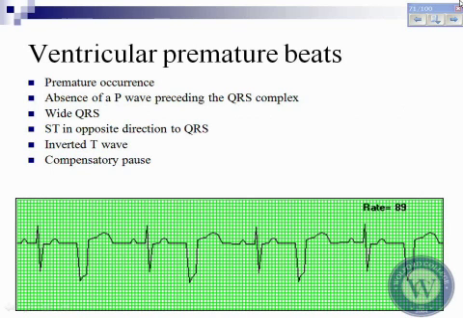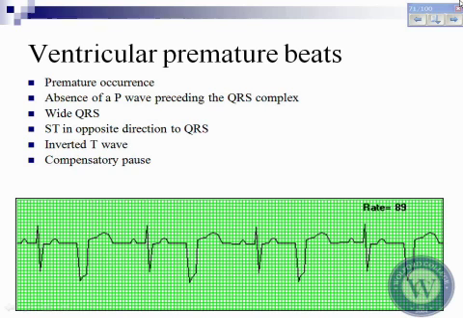Then you have PVCs. How do you diagnose a PVC? Well, PVCs are premature in their occurrence. That's why they're called PVCs, premature ventricular contractions. The second thing is they're absent in their P waves, and they have a widened QRS with an ST segment that's opposite in direction to the QRS. You have to fulfill that criteria. The ST segments must be opposite the direction of the QRS. Okay? You have inverted T waves as a consequence.